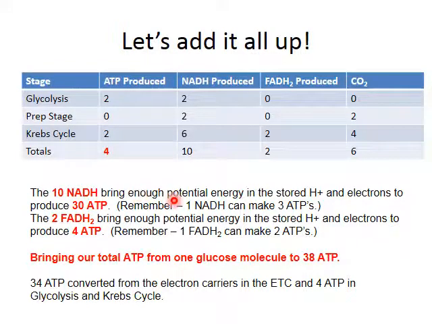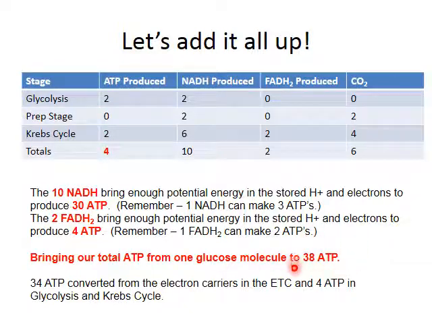They cashed in that potential energy and made, so for the 10 NADHs, you make 30 ATPs. Remember, 1 NADH can make 3 ATPs. And then FADH2 cashed in and made 4 ATPs. So that gives you 34 ATPs just in the electron transport chain, right? Because remember, after glycolysis and the Krebs cycle, we only made 4 ATP. That's it. That's not enough, right? That's definitely not enough.